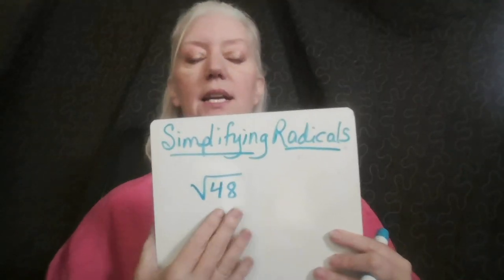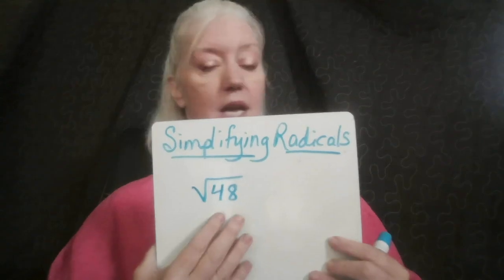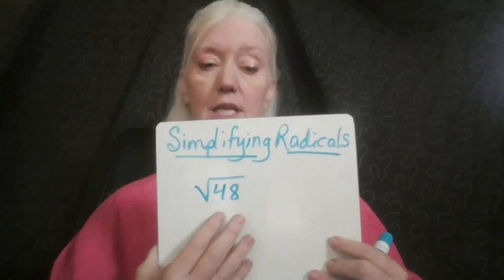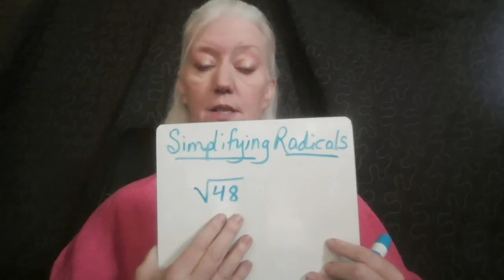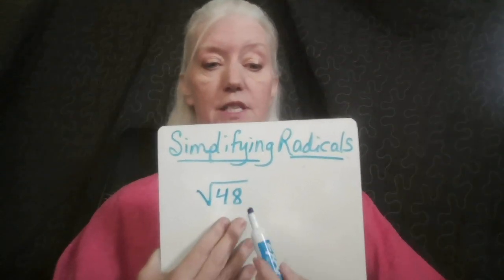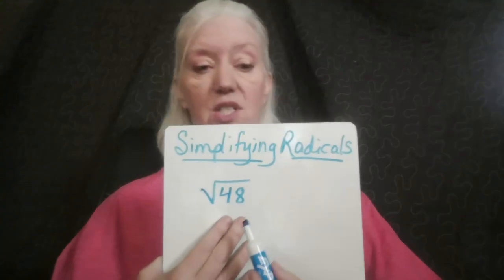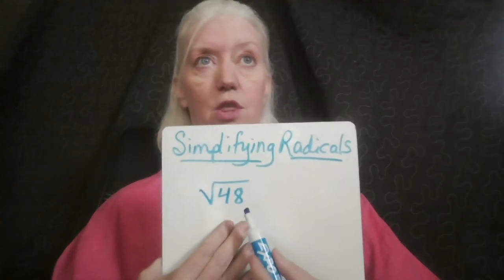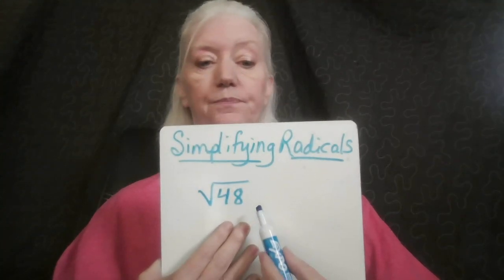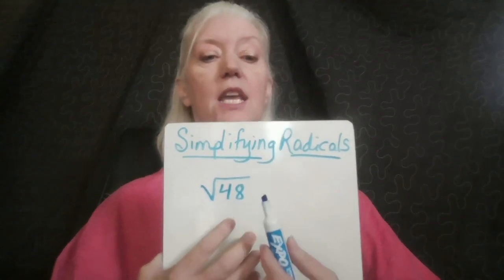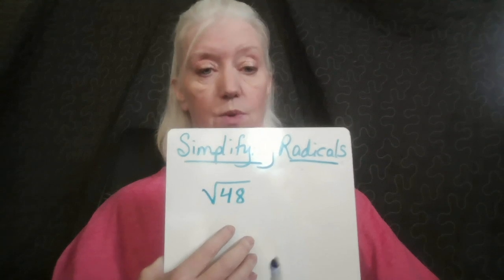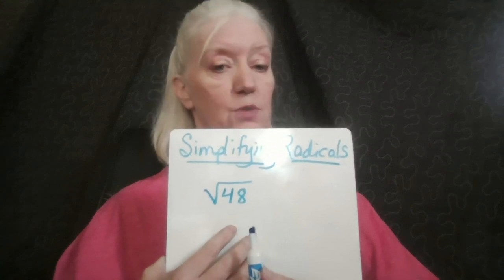Getting back to simplifying the square root of 48. I said you have to get out the perfect squares. There are several perfect squares in here. 4 is in here: 4 times 12 is 48. 16 is in here: 16 times 3 is 48. That's the 2 perfect squares that are in here. You want to get out the biggest perfect square. There's going to be more than one way to do this problem.